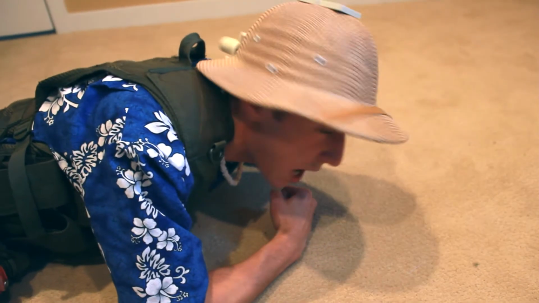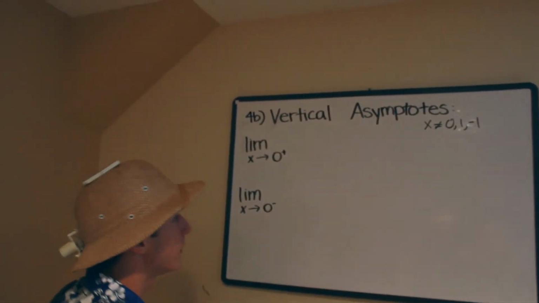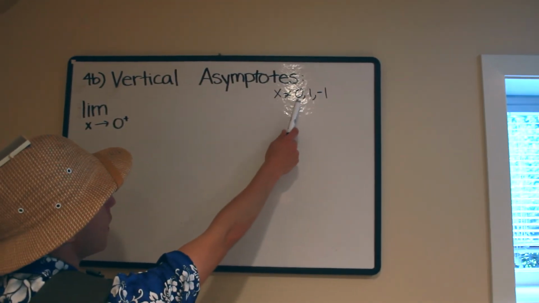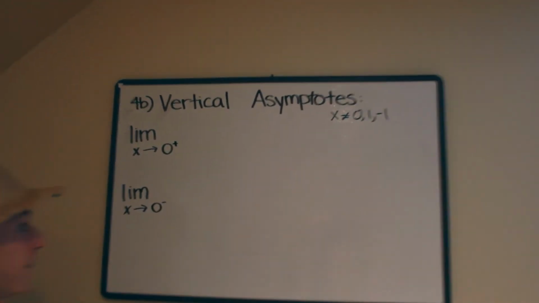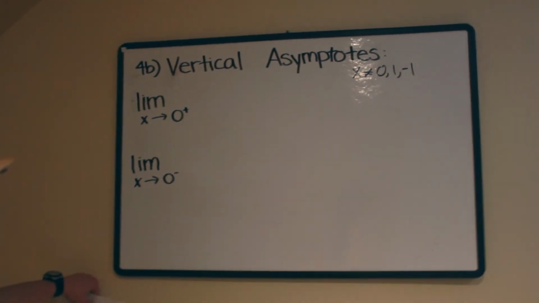Hello there. I'm practicing my croc crawl. Okay, well, let's get started then. So for vertical asymptotes, recall the restrictions for our function. X cannot equal 0, 1, or negative 1. If you've forgotten how we got those restrictions, please click on this video.